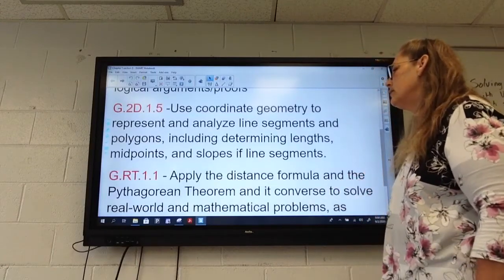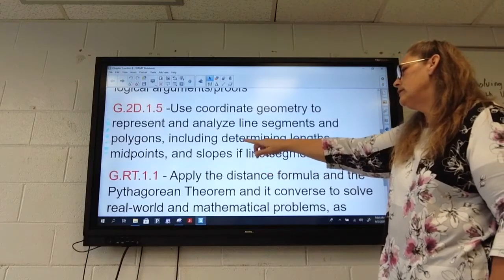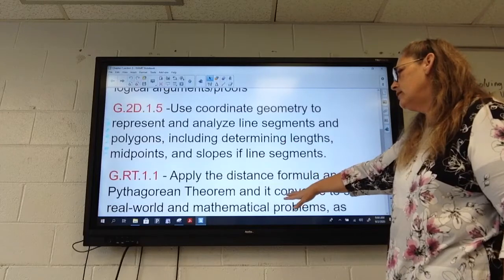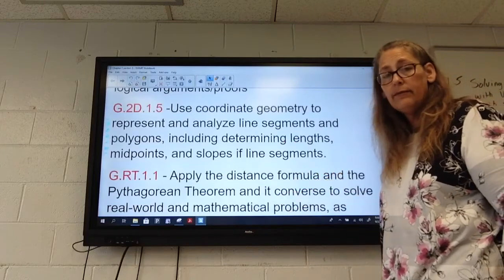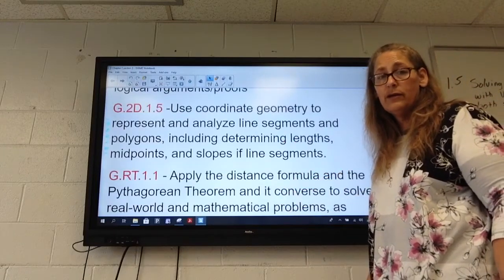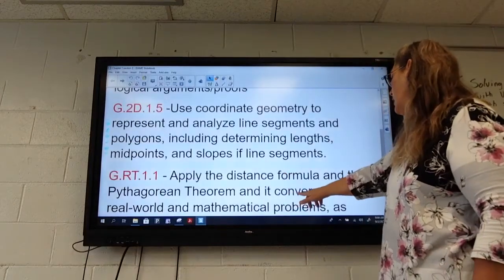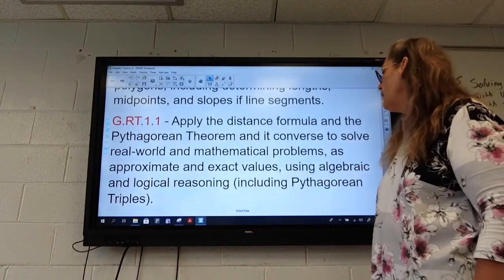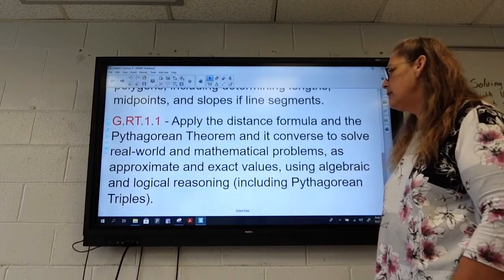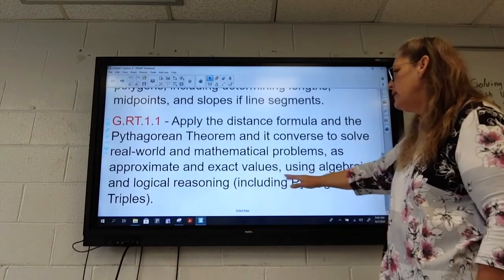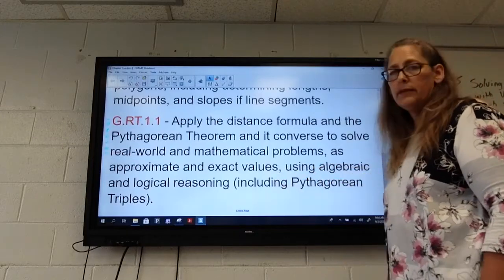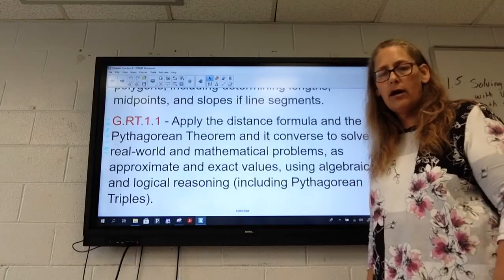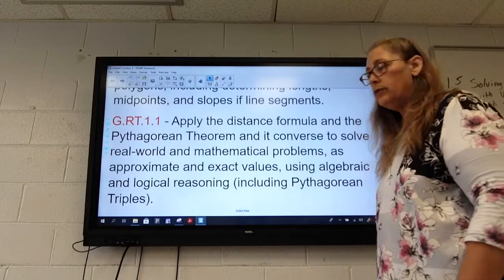We're also going to talk about right triangles, apply the distance formula, so something new, and the Pythagorean theorem. You guys have seen that before, a squared plus b squared equals c squared, okay? And its converse, to solve real world and mathematical problems as approximate and exact values, using algebraic and logical reasoning, including the Pythagorean triples. That just means three numbers that, no matter what they are, will all give you whole numbers.